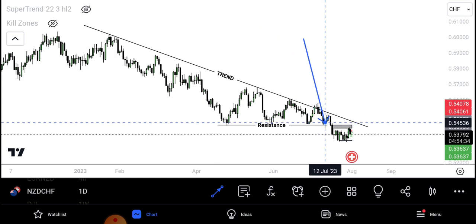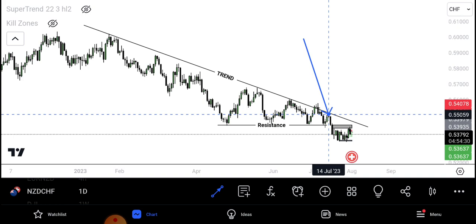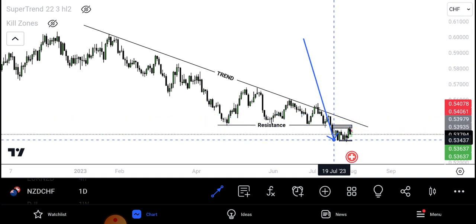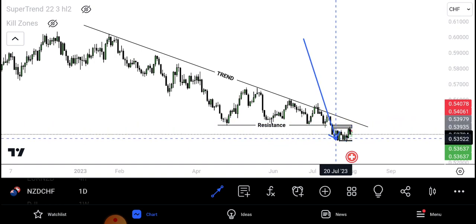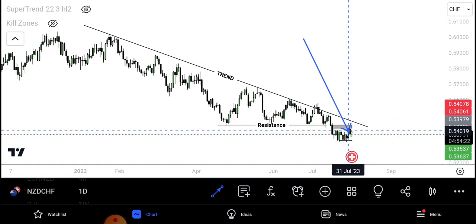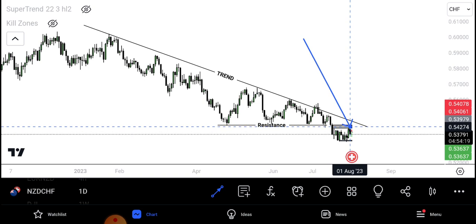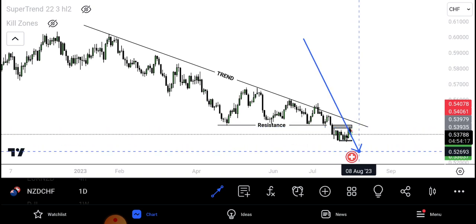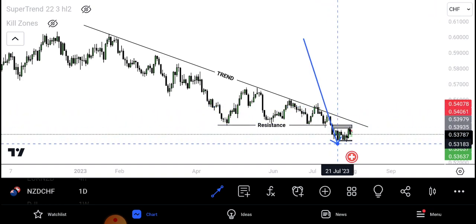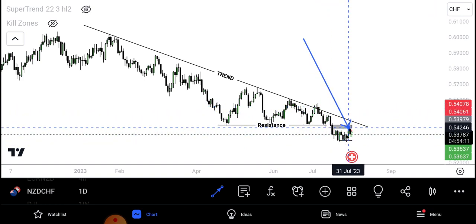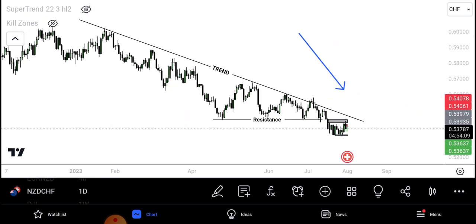But after creating this equal low right here, we came back here and created the last lower high, and then we broke below resistance. And we all know that whenever price breaks below resistance, it will turn resistance into what we call support to continue going to the downside, right? So the first thing I saw was that price has broken below resistance and is surely going to turn resistance to support. So let me zoom in.